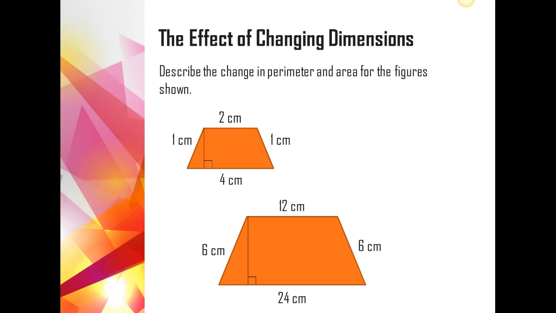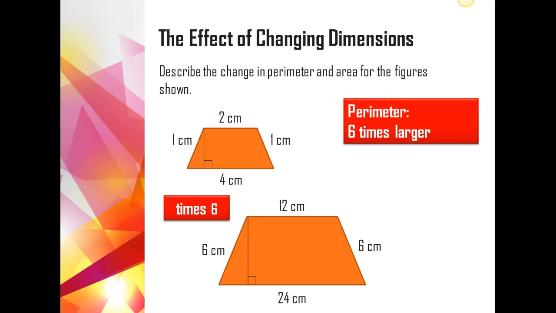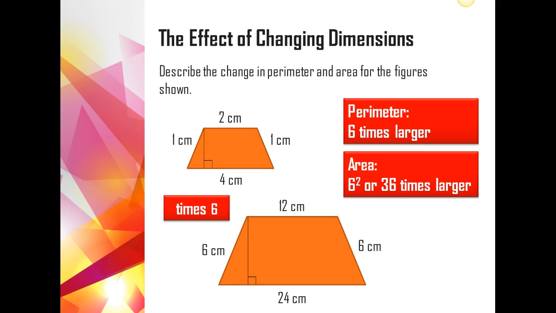Let's describe the change in perimeter and area for the figures shown. It appears that each side of the first trapezoid has been multiplied by 6 to get the sides of the second trapezoid. Because all the sides have been multiplied by 6, the perimeter of the second trapezoid will be 6 times greater than the perimeter of the first trapezoid. The area of the second trapezoid will be 6 squared, or 36 times greater than the first trapezoid.